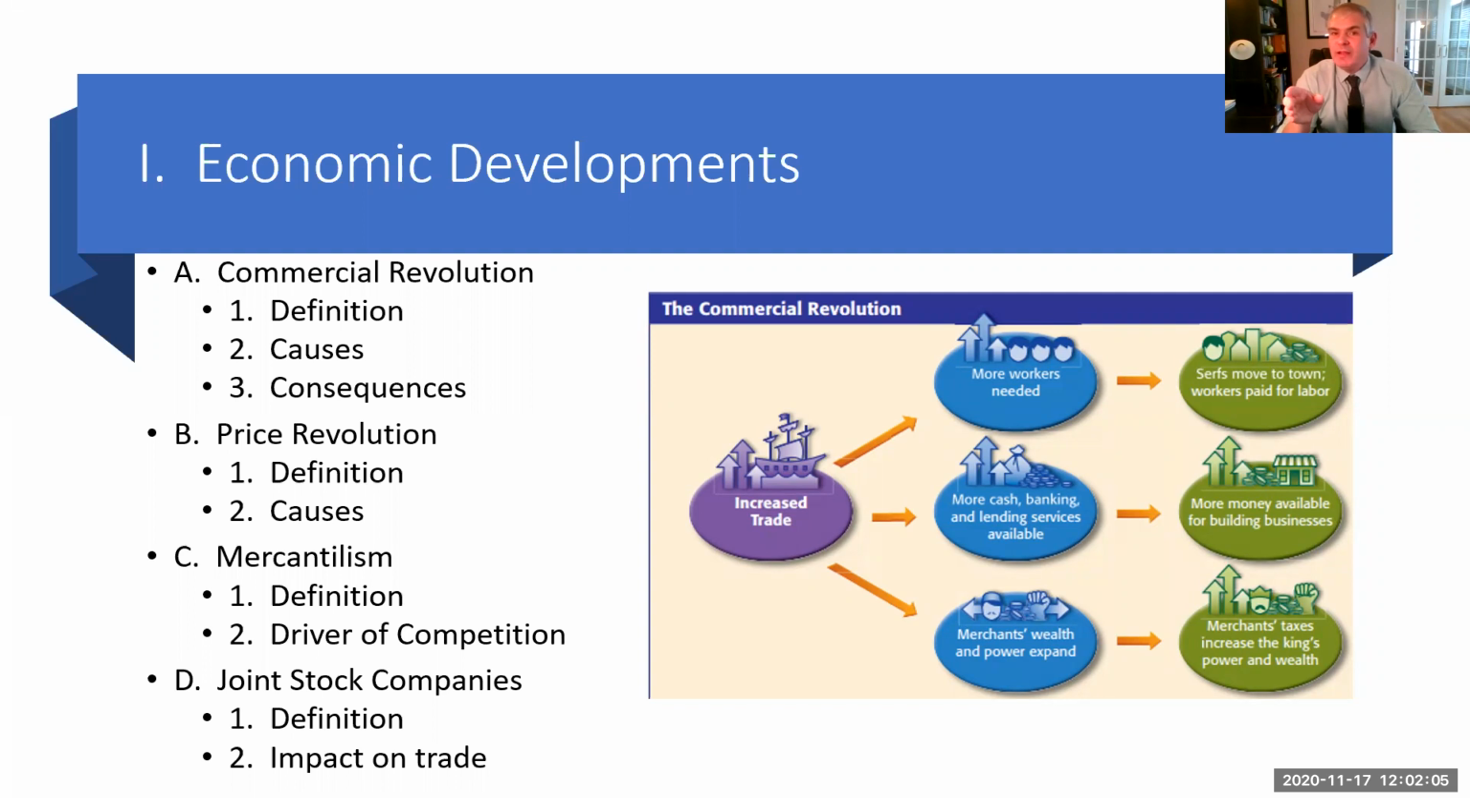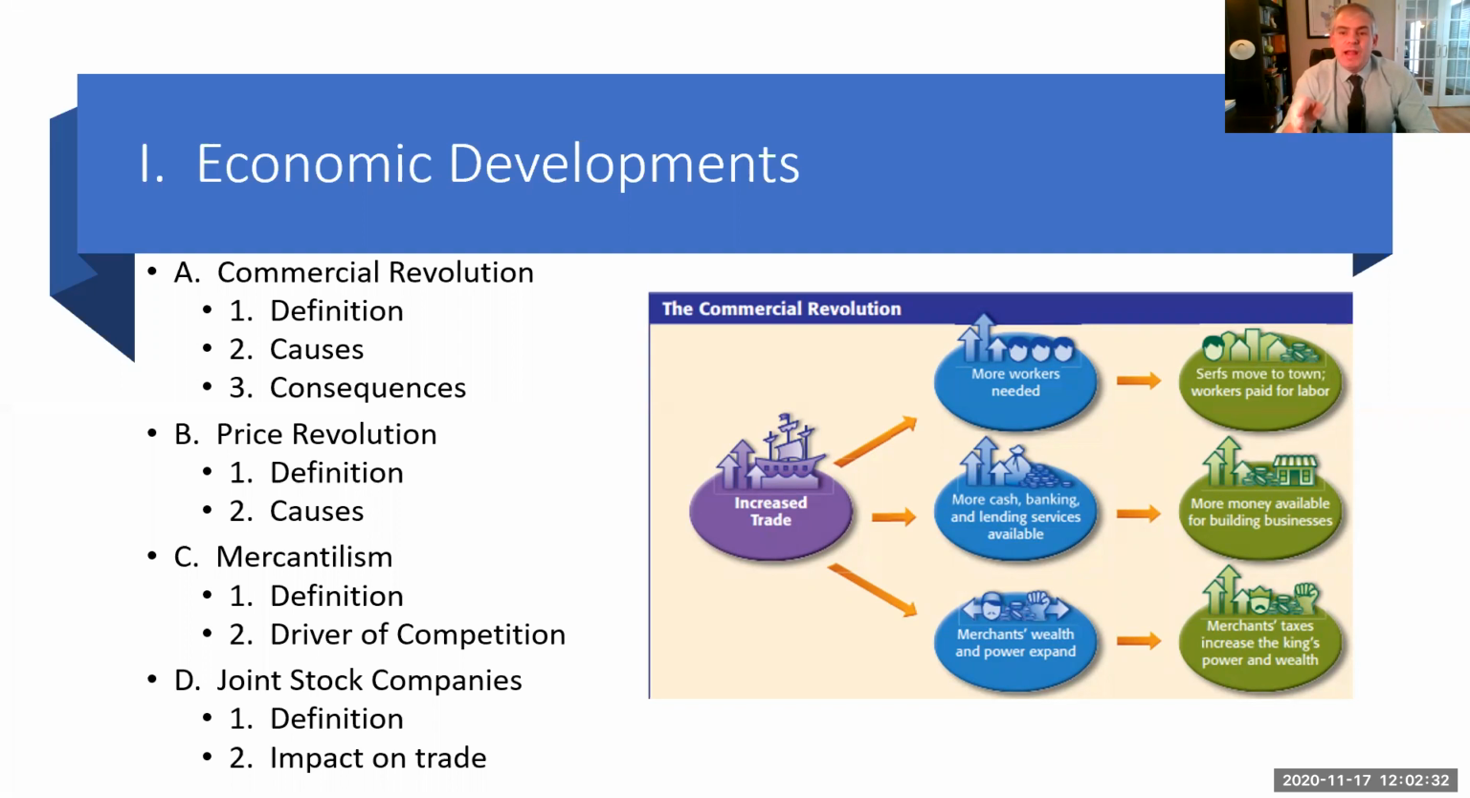But we could also say that with the commercial revolution, more workers are needed, and that leads to an increase in the transatlantic slave trade. So you can connect that to more than just the European perspective. You can connect that to a global perspective. So when we look at more workers needed, that's a consequence of the commercial revolution. More workers is answered by the development of the transatlantic slave trade.